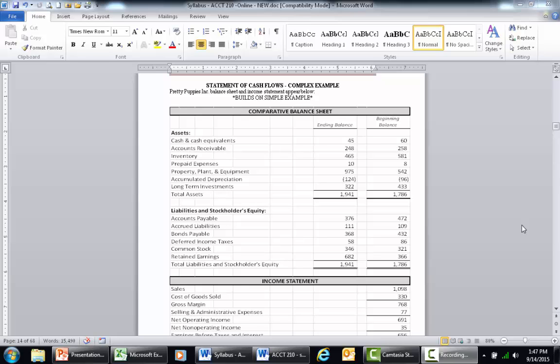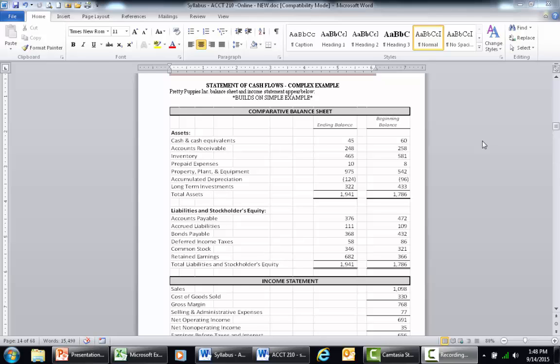In this video, we're going to be picking up where we left off on the statement of cash flows. Last time we calculated a simple example. Now we're going to learn some more advanced concepts and do a complex example. This is the thing that you will need to know for the test. For the test, I will ask you to complete a complex example of a statement of cash flows.